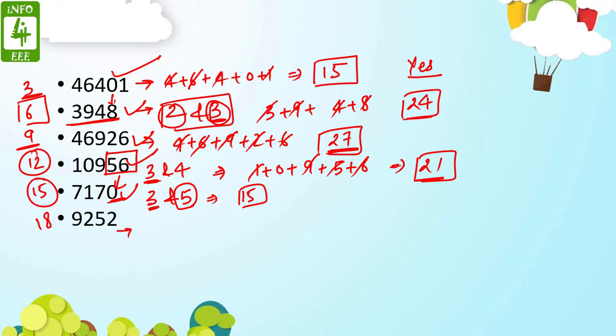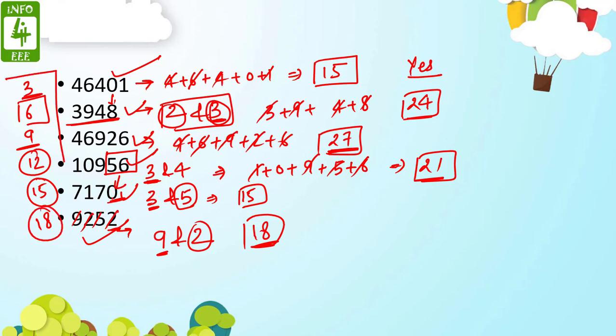For 18, the condition is it should be divisible by 9 and 2. For 2, the number should be even. It is satisfied. Just check for 9. So do the sum. 7 plus 11 is 18 and 18 is divisible by 9. So it means that this number will be divisible by 18. So this is how you can check the divisibility of 3, 6, 9, 12 and 18.